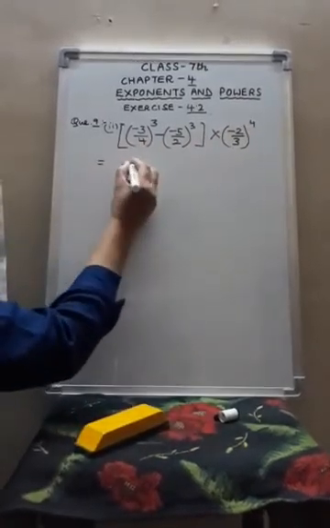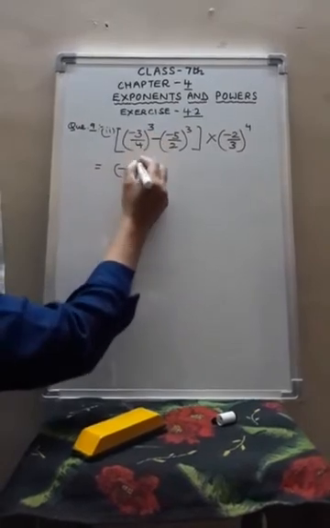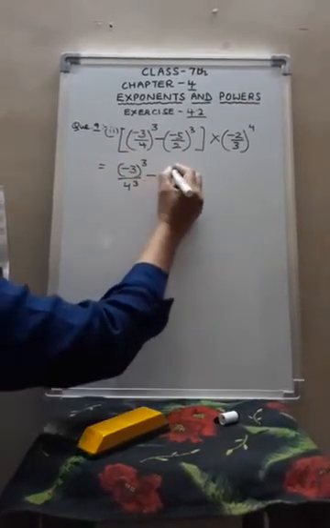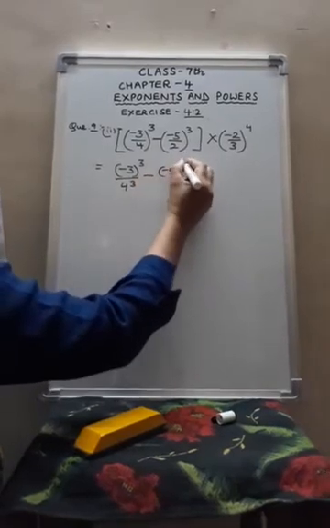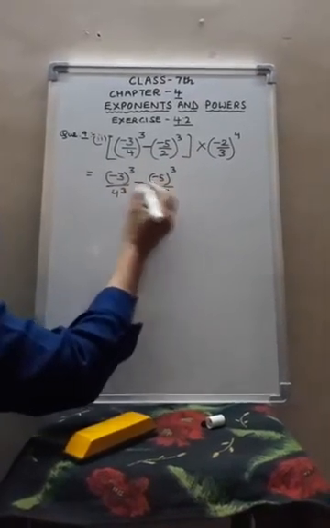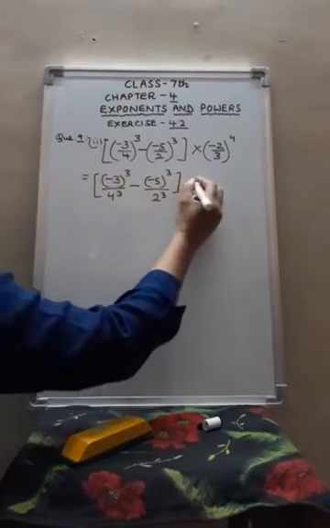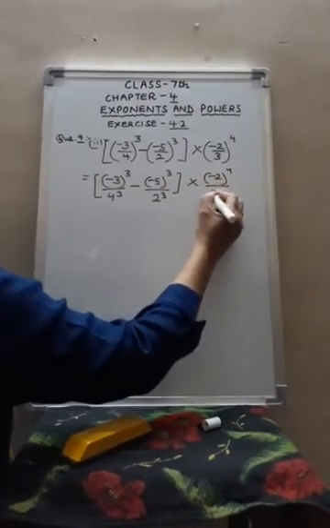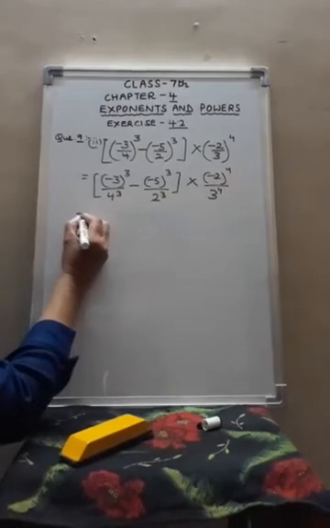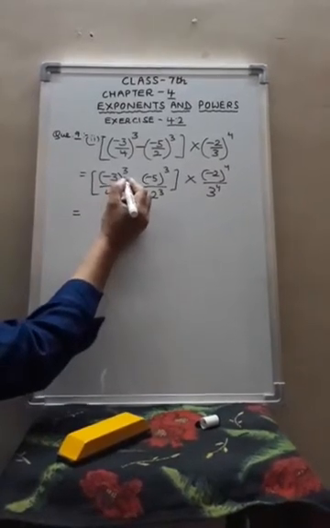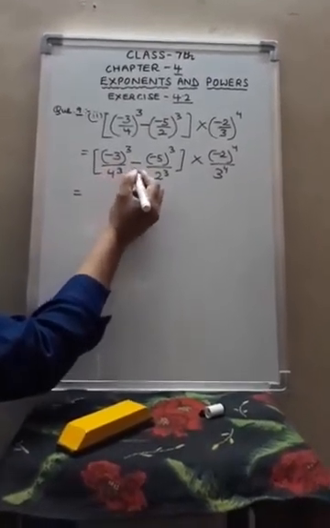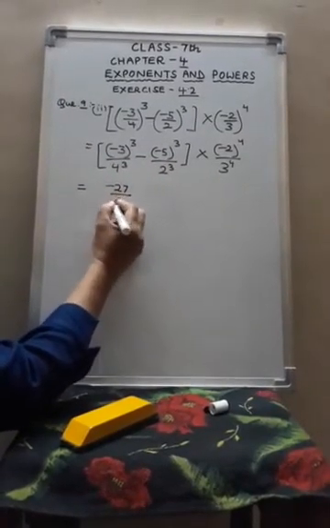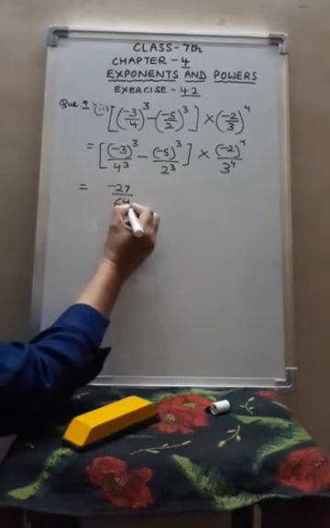Again we have to do the same thing. Numerator means minus 3 to the power 3 upon 4 to the power 3, minus 5 to the power 3 upon 2 to the power 3, bracket close into minus 2 to the power 4 upon 3 to the power 4. Now you have to solve this. Minus 3 to the power 3 means minus 3 multiplied by minus 3 multiplied by minus 3, which becomes minus 27 upon, and 4 to the power 3 is 64.